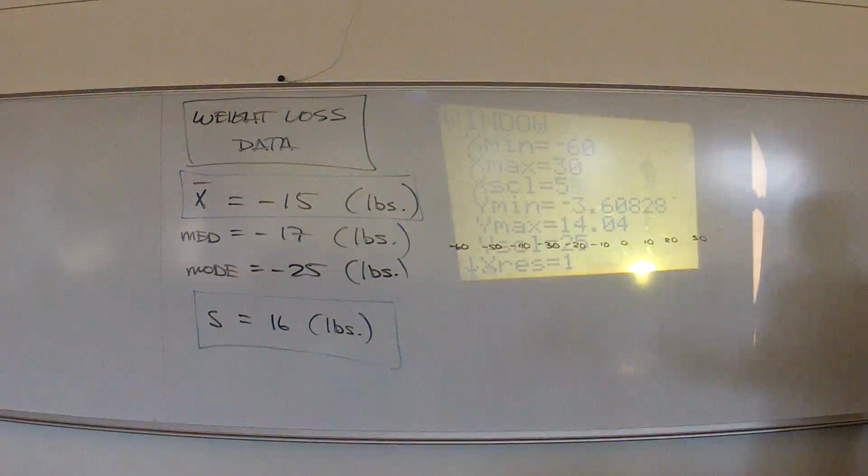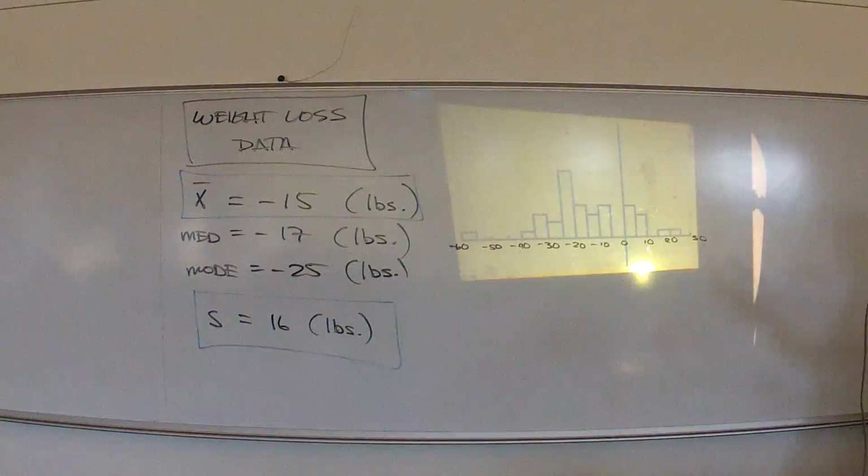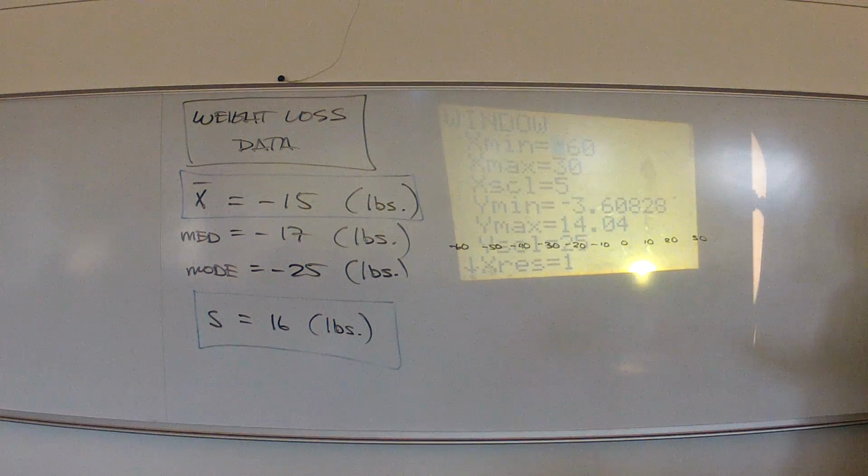Now, each time I'm changing the window, I'm not pressing zoom 9. I'm pressing just the graph button like Raphael said. Zoom 9 is a default. You always get the exact same graph that the TI decides for you. I like to have a little bit of control over it. Notice how there are now twice as many bars, because the bars are half as wide. So there should be twice as many of them. And you can get really ridiculous with this. You can make them too wide.